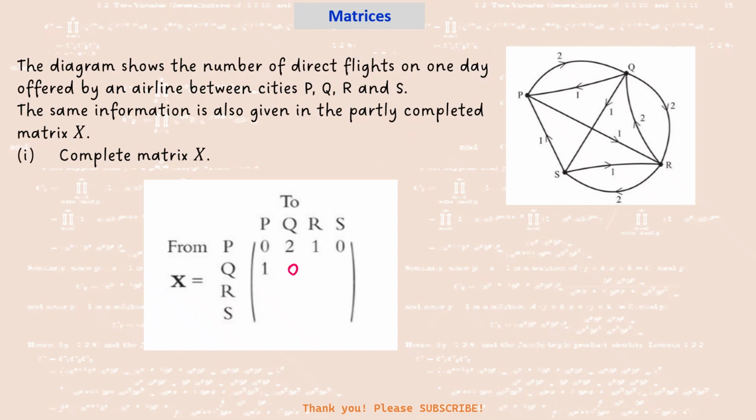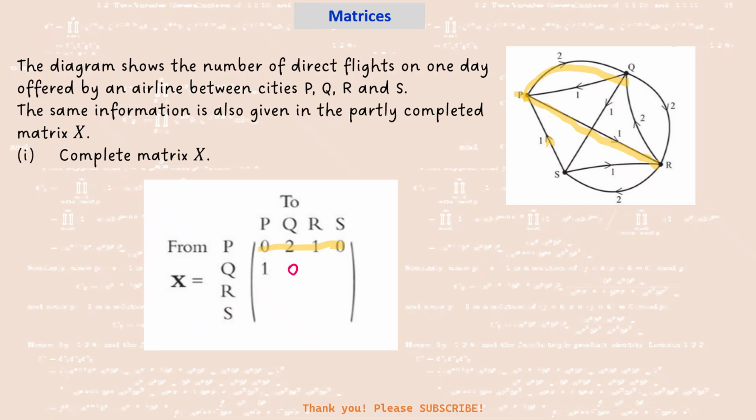So for the matrix X, if you look at it, and look at the example that they provided for us. P to P is 0, and then P to Q is 2. P to R is 1, so that's 1. You have to follow the direction. P to S is 0 because there is no route between P and S. The flight is from S to P, so not from P to S, going by the signs. So P to S is 0.